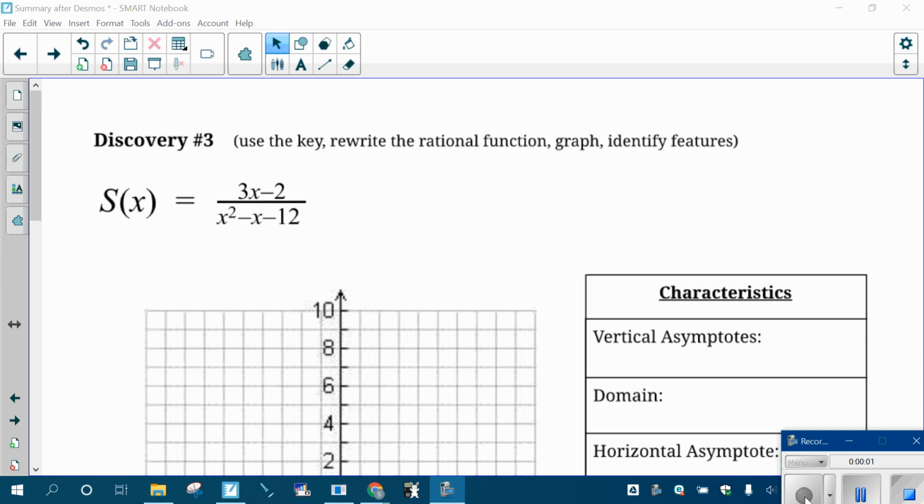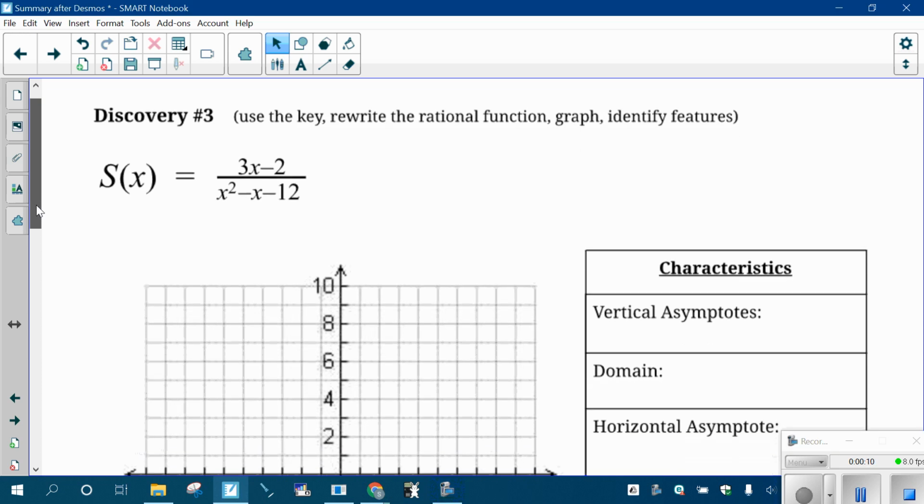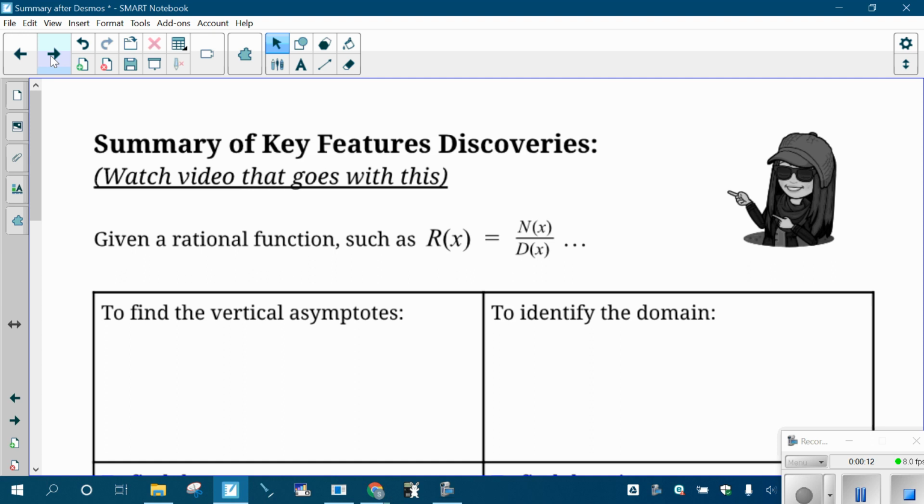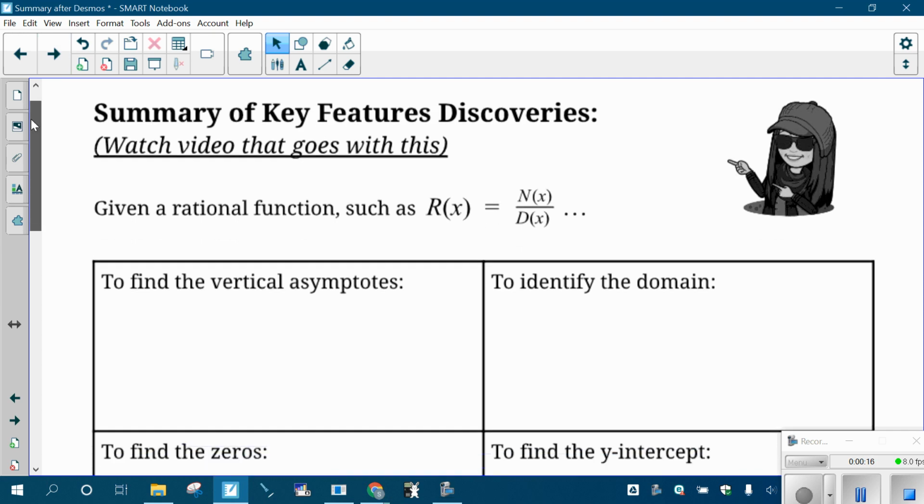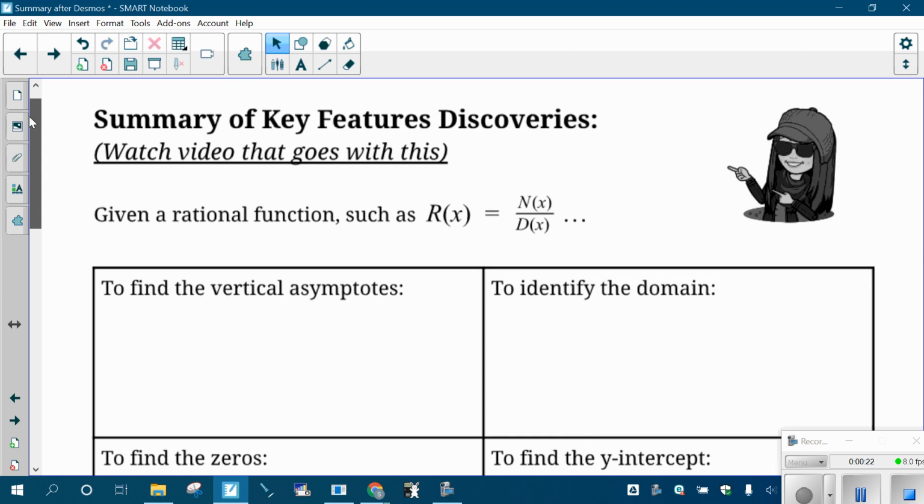Hey everybody, Mr. Covey here, and I hope you just finished up the Desmos activity, and you are on this last page here with me where we're going to summarize how you tell these characteristics, these features of these graphs, by looking at the equation. That's going to be our goal.